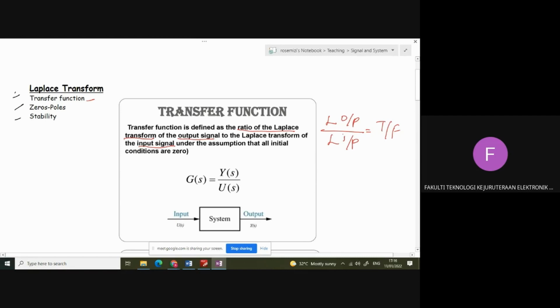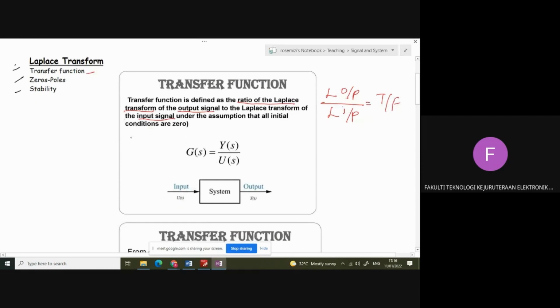For example, in this G(s), Laplace means that we use the S domain, or what we call the frequency domain, the complex frequency domain. S is complex frequency, S equal to sigma plus j omega. G is for transfer function. Sometimes we call G for gain.